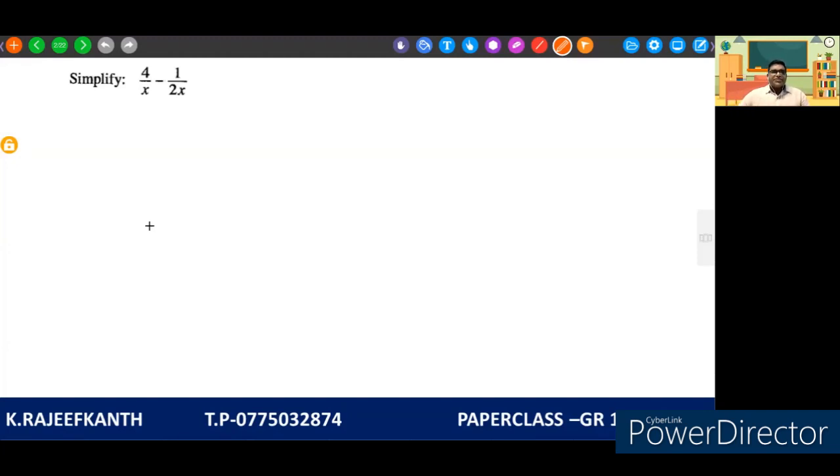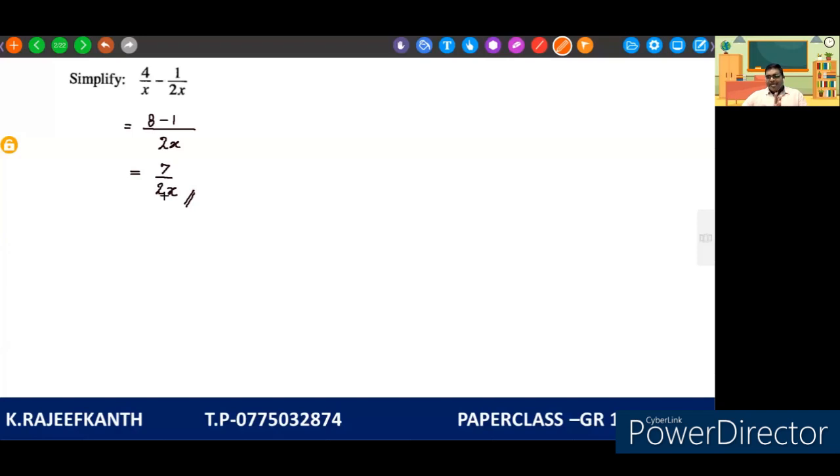In these two fractions, the denominators are different. So when adding or subtracting, we have to find the LCM of the two denominators. The LCM of x and 2x is 2x. In 2x, there are 2 times x, so we multiply this 4 by 2, then 8. Minus, in 2x, there is 1 2x, so 1 times 1 is equal to 1. Then 8 minus 1 is equal to 7 over 2x. The answer is 7 over 2x.